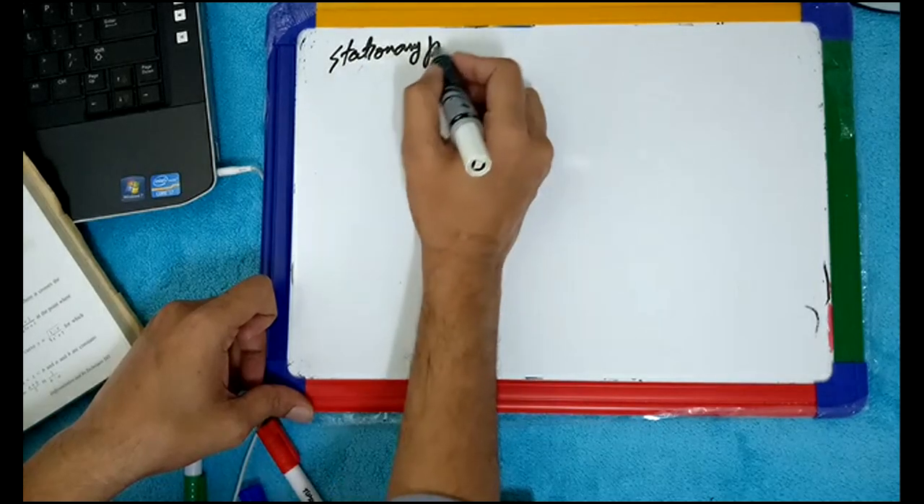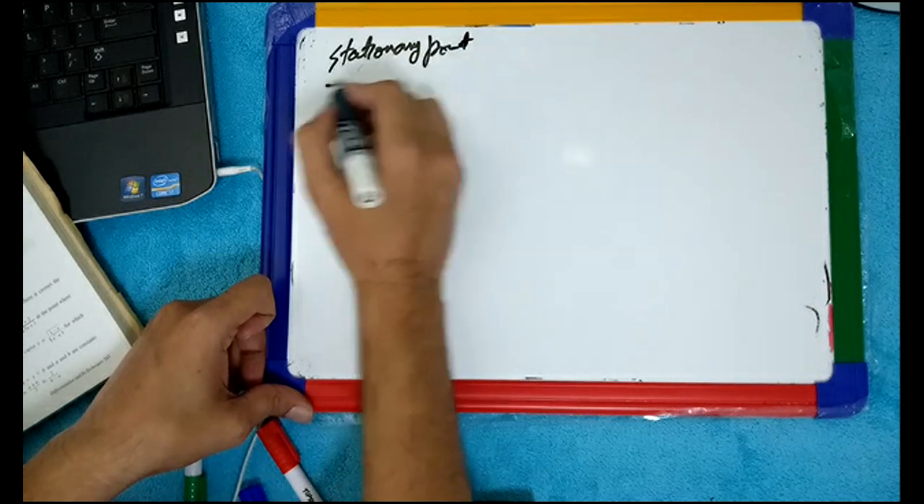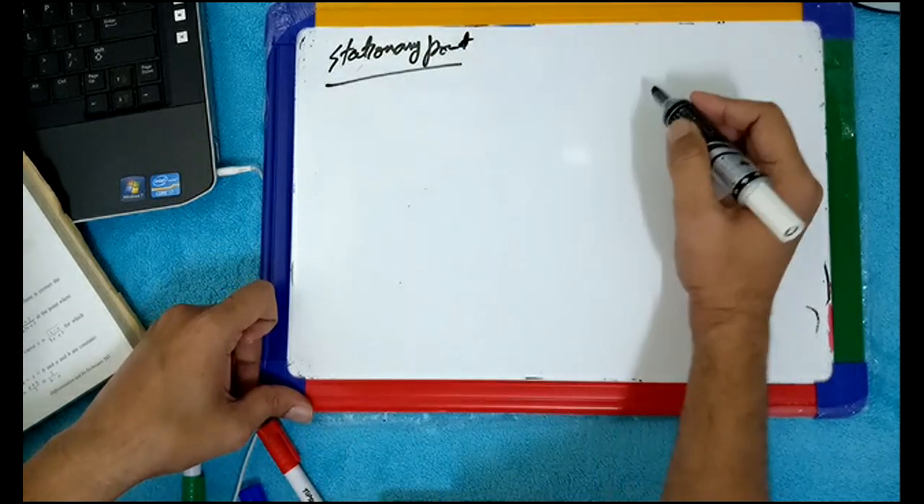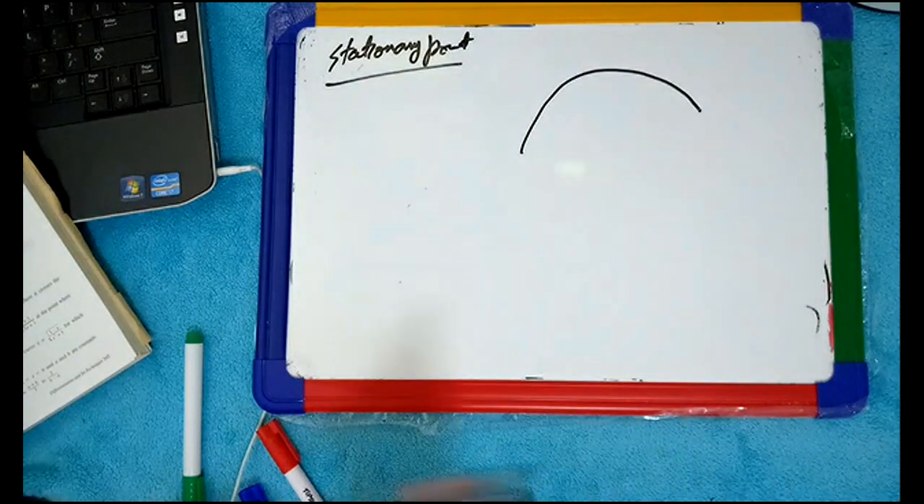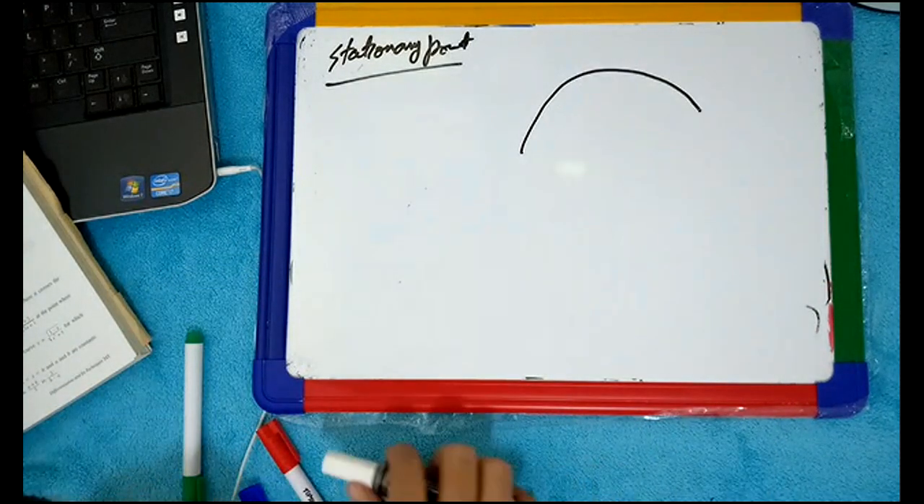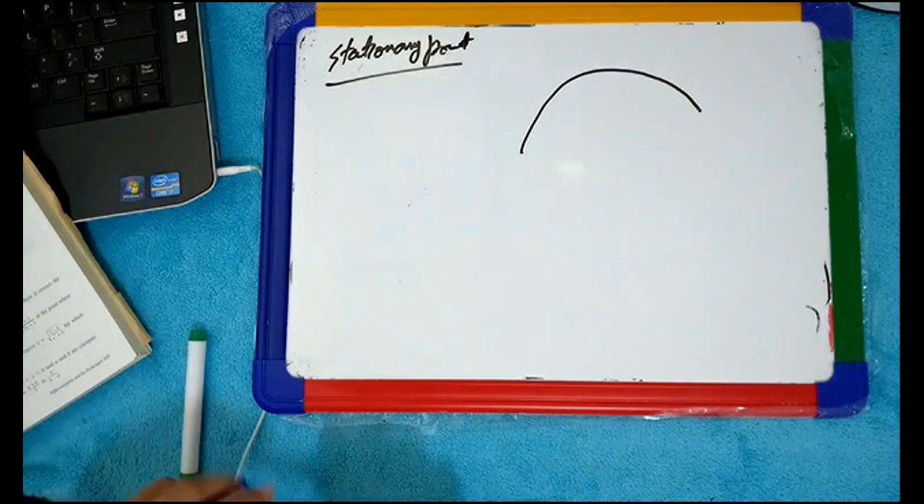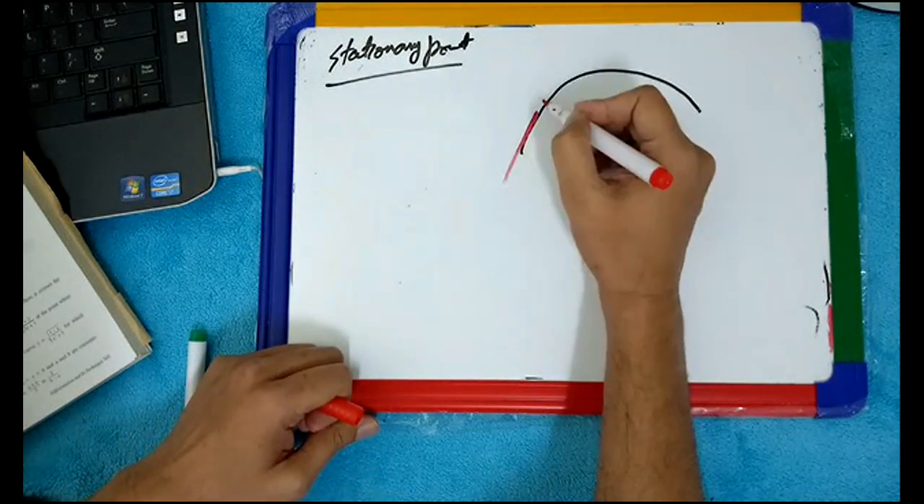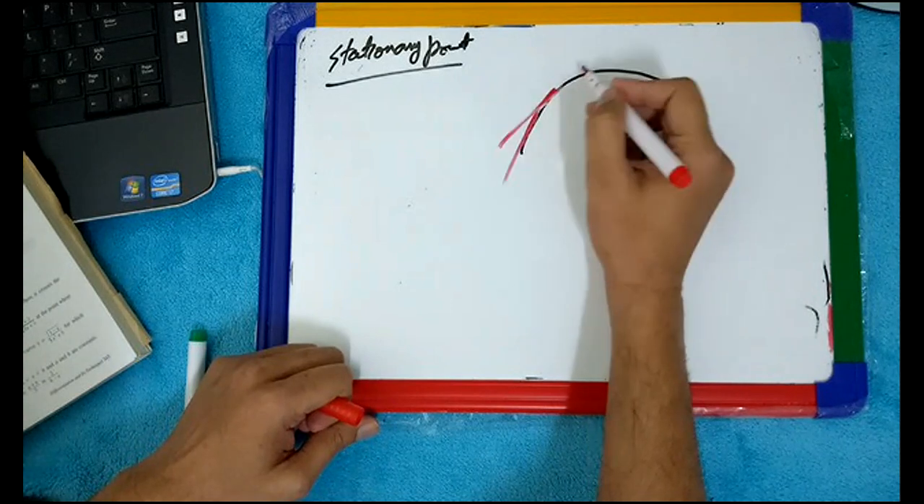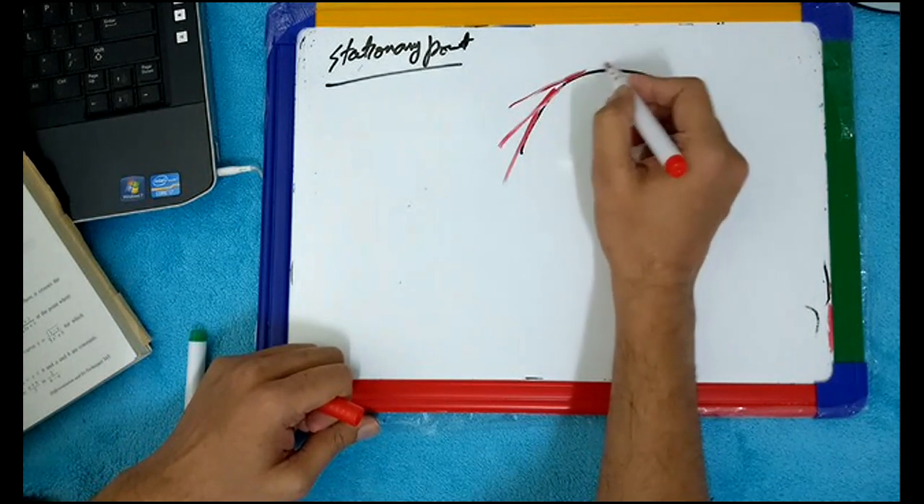Stationary point. A stationary point is basically when, suppose this is a curve, there are so many derivatives you can find on this curve. Everywhere you can find the derivative. You can find the gradient over here, and over here. Everywhere the gradient will be different.